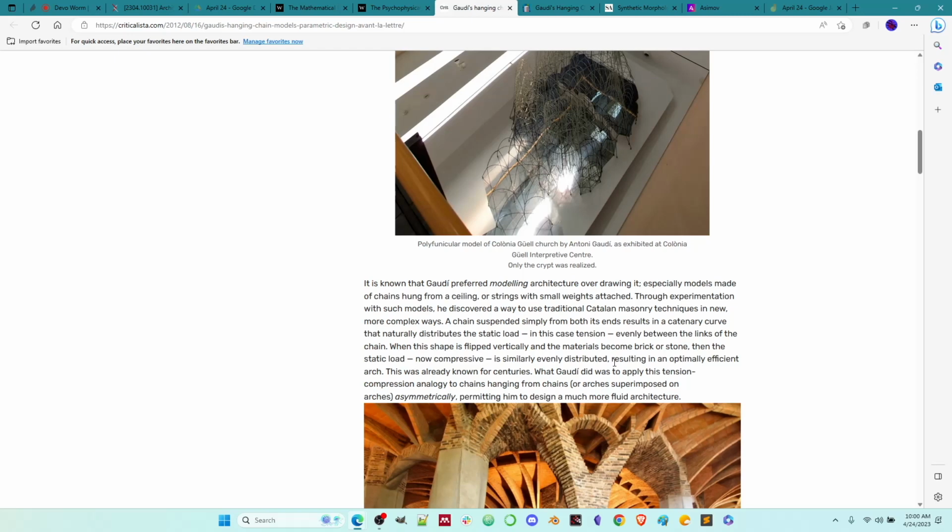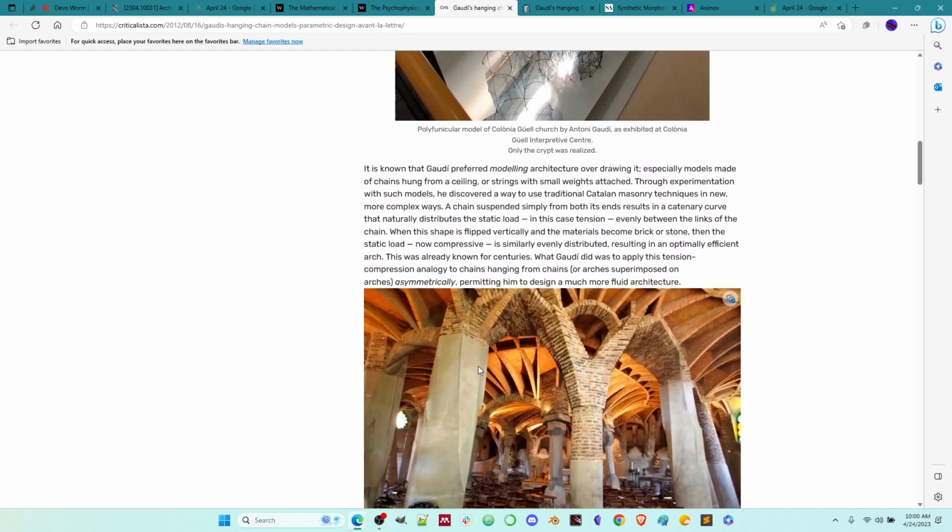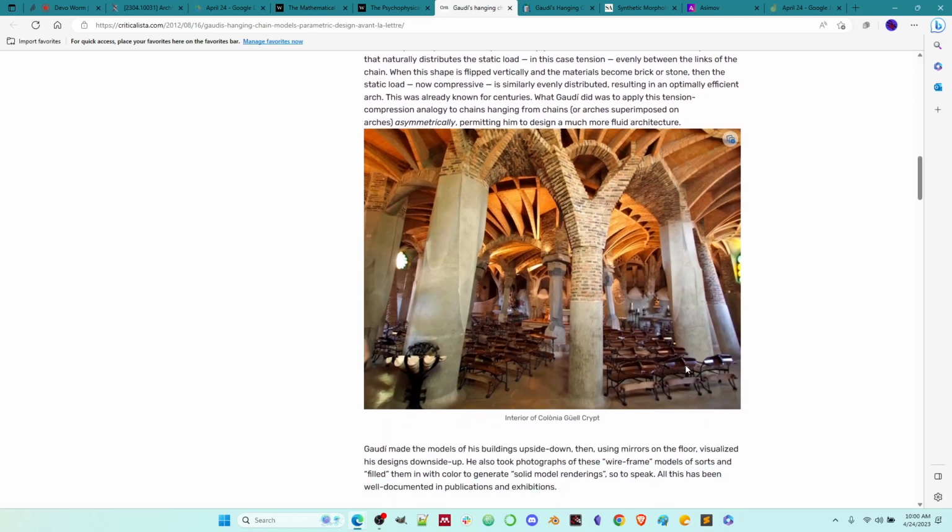So when it's hung as a set of chains from the ceiling, it's able to manage tension. When it's flipped back over, when it's standing from the ground, it's dealing with compressive forces in the same way. What Gaudi did was apply this tension-compression analogy to chains hanging from chains, or arches superimposed on arches, asymmetrically, permitting him to design a much more fluid architecture. So he had these arches, then he had other arches on top of those, and that nested design was actually hyper stable, in fact.